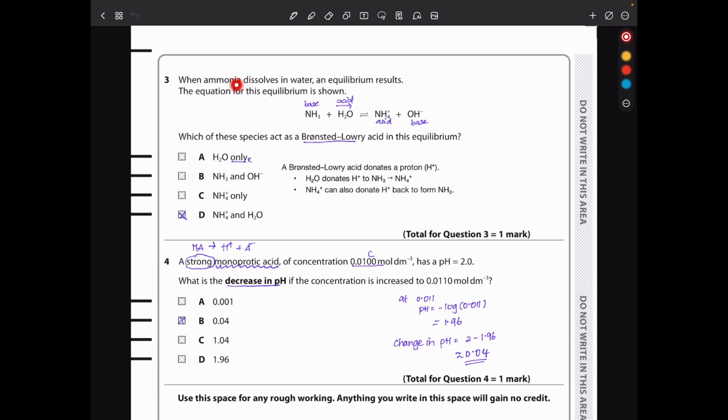In question 3, when ammonia dissolves in water, an equilibrium results. The equation for this reaction is shown. Which of the species acts as a Brønsted-Lowry acid in this equilibrium? So this should be an acid that donates a proton. In this case, we see water is donating a proton to become OH-, and this one here is receiving it to become that. So the answer should be D.